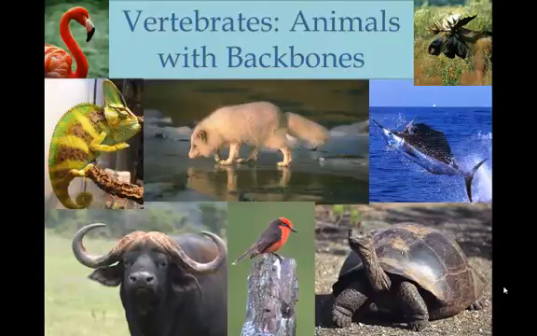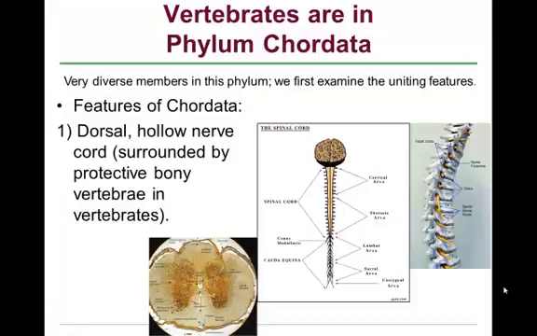The thing about vertebrates is that they are classified into phylum Chordata. Now this phylum has very diverse members, and so we're going to look at 4 features which unite all of the different animals that are classified into this phylum into that grouping. The first feature that we're going to consider is the dorsal hollow nerve cord, and this is of course an extension of the brain that goes down and is protected in the backbone, in the vertebral column.